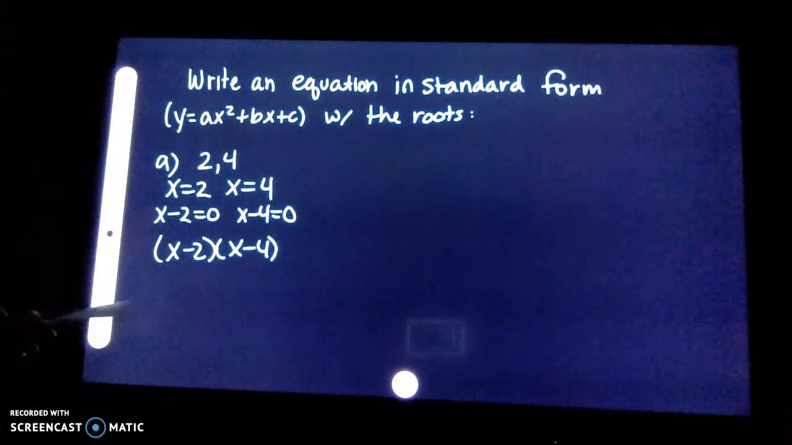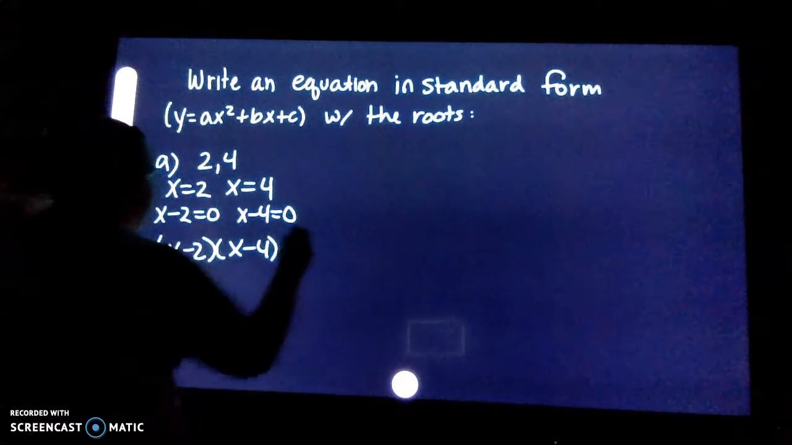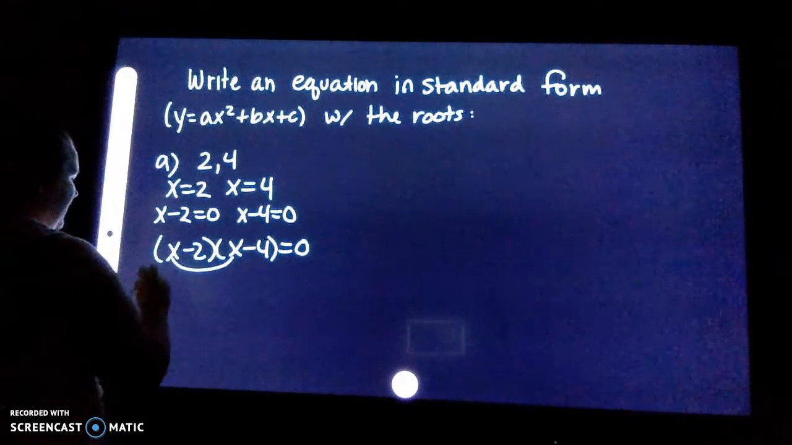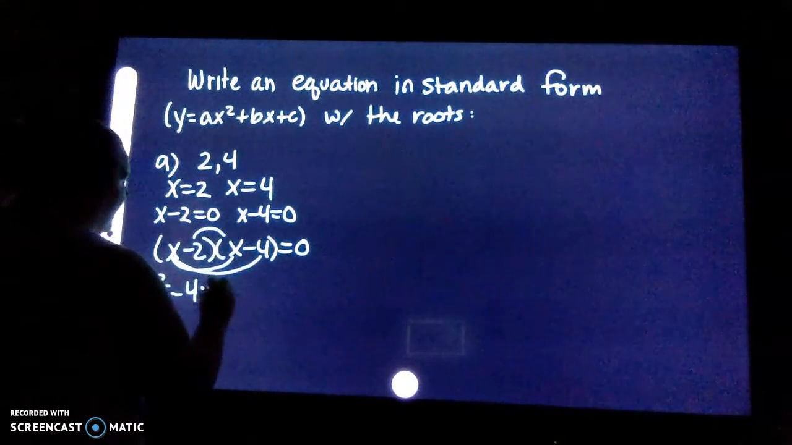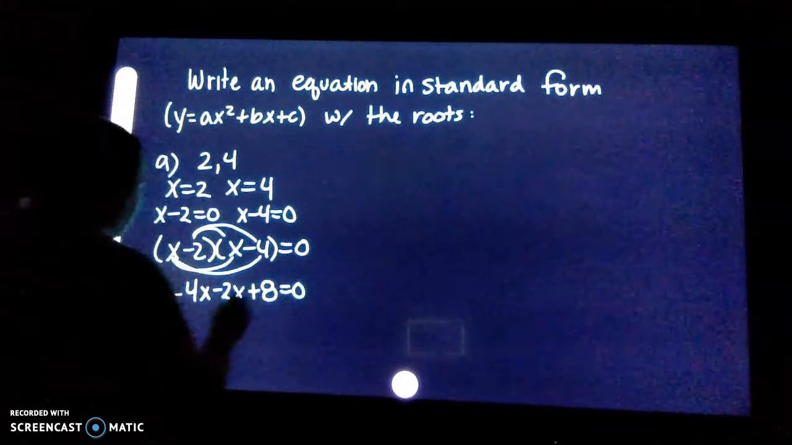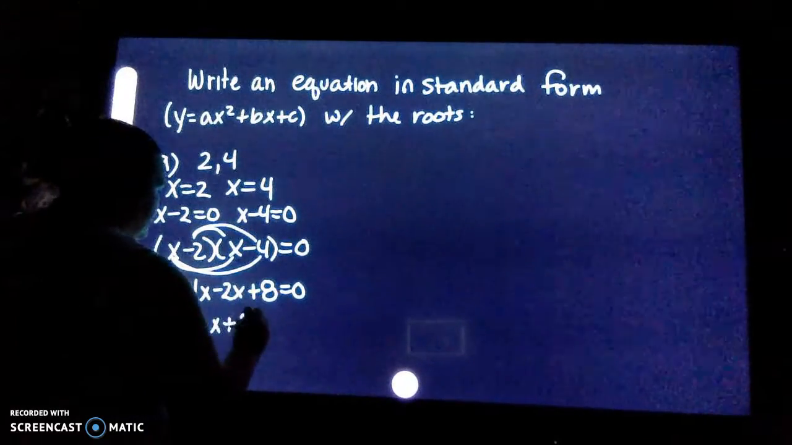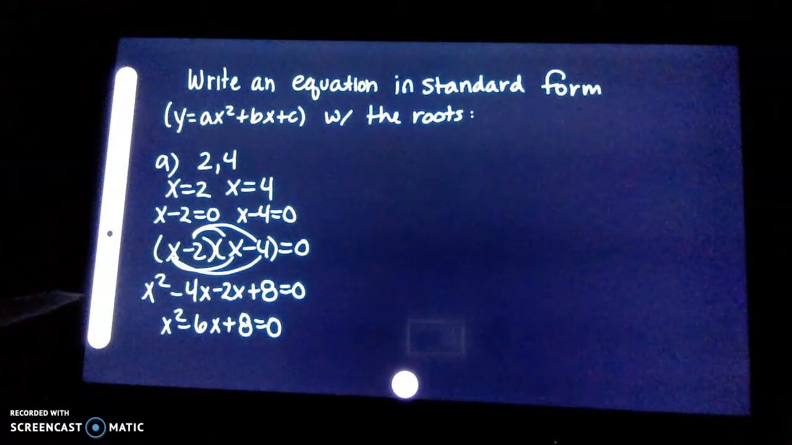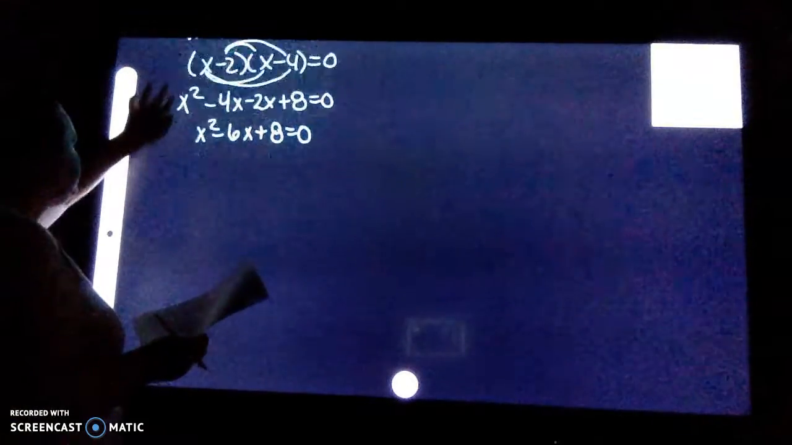Once I have that, I can go ahead and multiply those two factors together with foiling. So multiply my first two terms together, x times x is x squared, x times the -4 is -4x. I get -2x with those, and then a +8, combine like terms, and I get the quadratic that has roots 2 and 4. Let's go ahead and do another one.